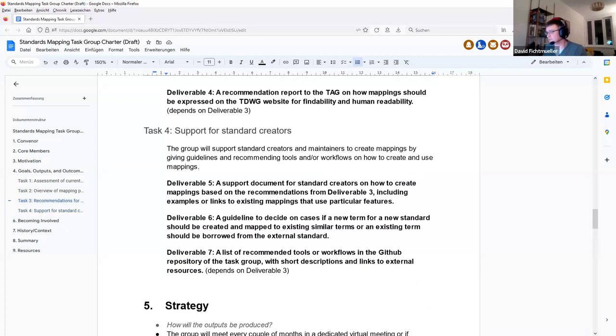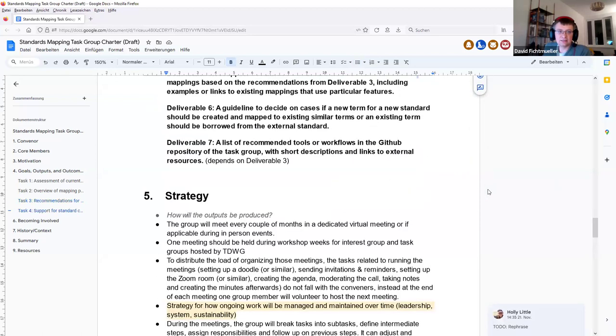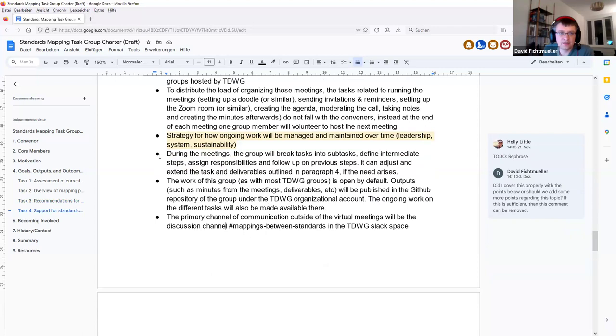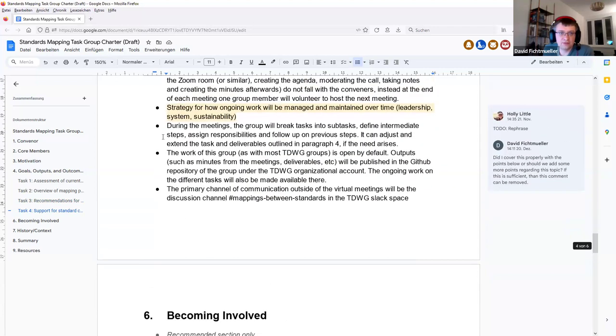Those were the discussions from the last meetings. And in terms of the strategy, I think the first parts are pretty much unchanged. Here we had some rephrasing. Strategy for how ongoing work will be managed and maintained over time, leadership, system, and sustainability. I've extended a bit more here.